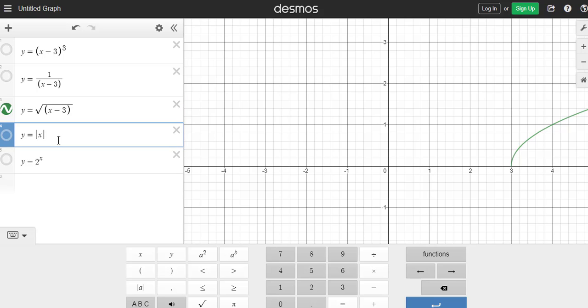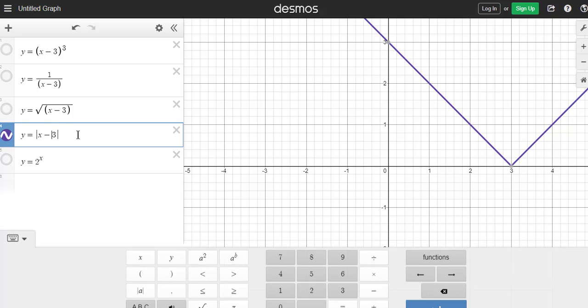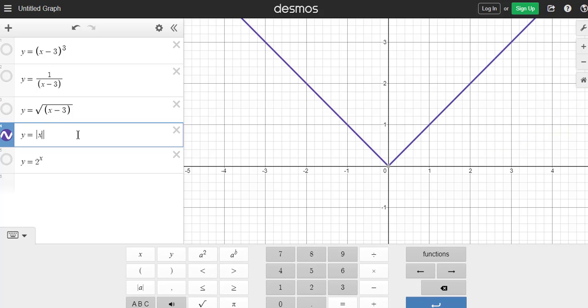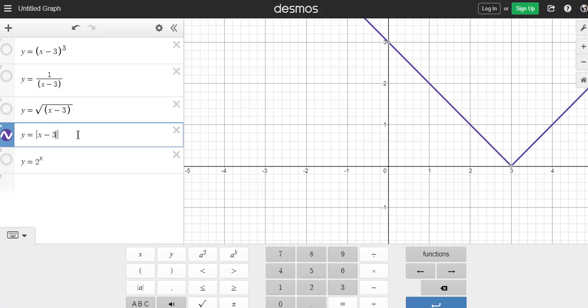What about the absolute value? Where do you think we're going to put the minus 3? In the absolute or outside of the absolute? Right? No, in the absolute, right? Because we're going to keep that baby with x.